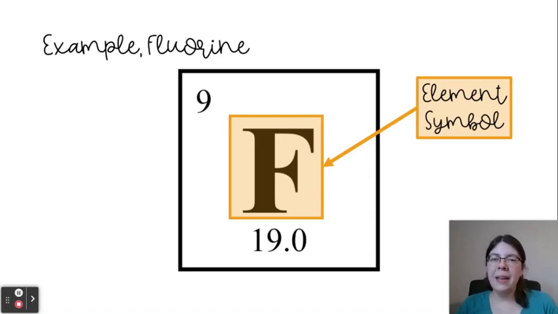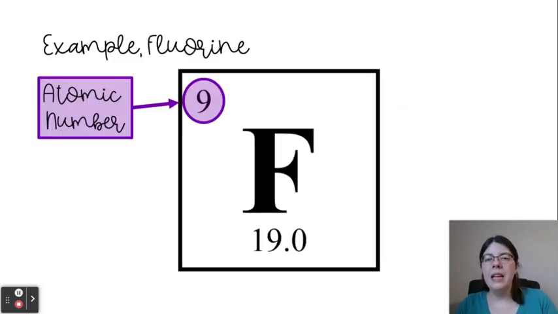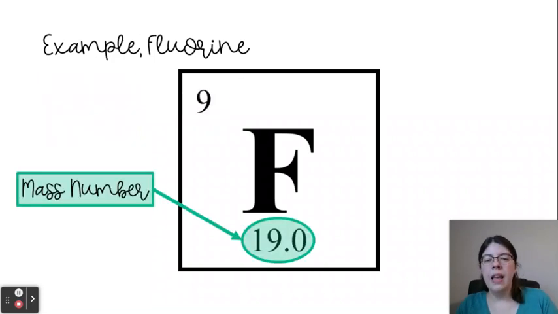So just to give you an example, for the element fluorine, its element symbol is F, which is that letter in the middle. It has an atomic number of 9. Remember, that's always the smaller of the 2 numbers in the element symbol box. And then at the bottom, we're going to go ahead and take that atomic weight value of 19.0 and round it to 19 to get the mass value.